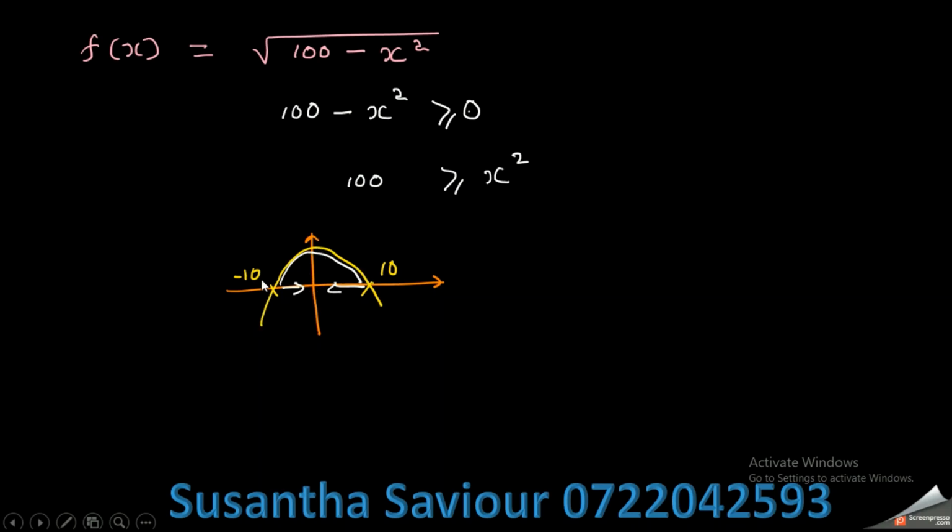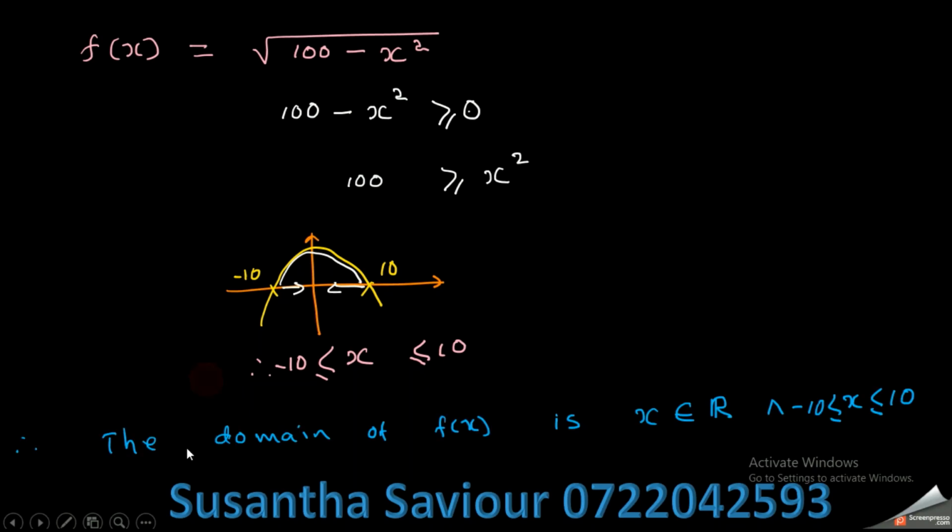This is 100, this is minus 10, this is plus 10, right? So this graph has to be positive. It is positive in this region. So the values of x which give this positive are in between minus 10 and plus 10. So our domain is in between minus 10 and plus 10. We can say the domain of function f(x) is x belongs to R and x is in between minus 10 and plus 10. Let's move on to another example.